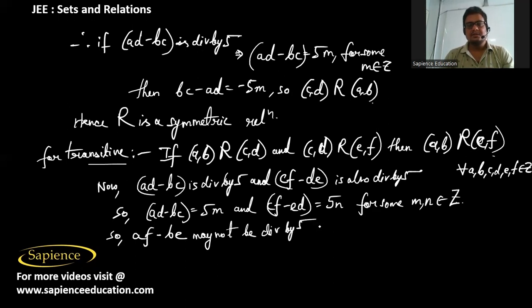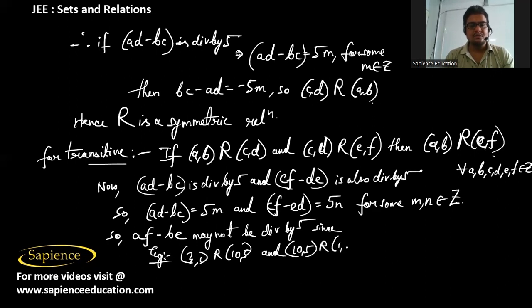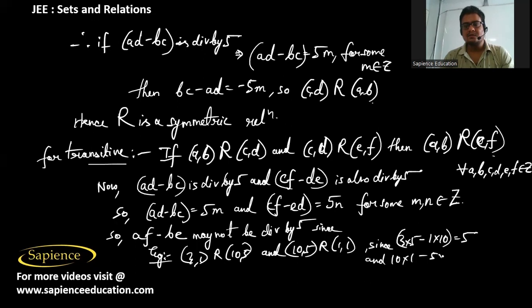Since why? For example, suppose we take the numbers 3 comma 1, that is related to 10 comma 5, and 10 comma 5 is also related to 1 comma 1. Since 3 5s are 15, and 1 into 10, so 15 minus 10 is equal to 5, and also 10 into 1 minus 5 into 1, that is 10 minus 5, which is also equal to 5.